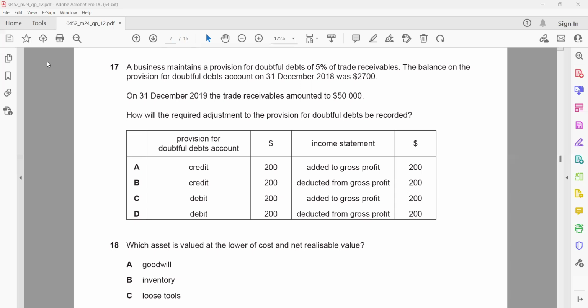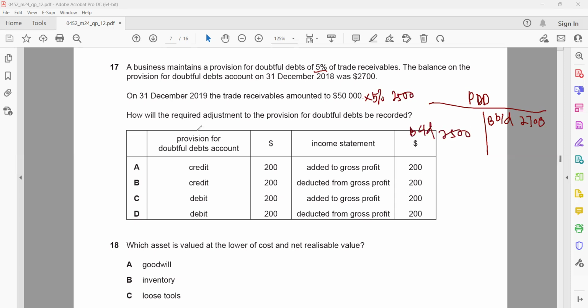Question 17. A business maintains a provision for doubtful debts of 5% of trade receivables. The balance on the provision for doubtful debts account on 31st December 2018 was 2,700. So this one is asking for the provision for doubtful debts. Beginning of the year is 2,700, this 2019 account. And then on 31st December 2019, trade receivables are 50,000. They say maintain 5%, so we multiply by 5%. So we should get 2,500. So this 2,500 is the balance carried down.